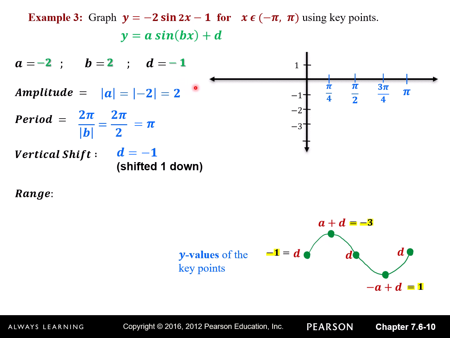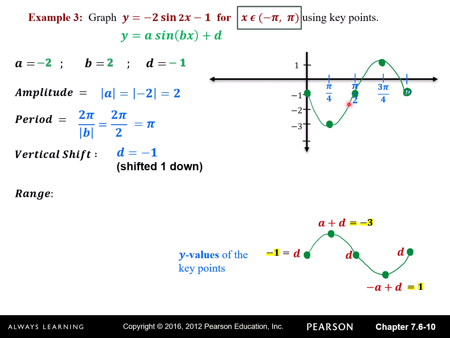So now we can plot the points starting from 0. The first y value is -1, so 0, -1. The next angle is pi over 4. The y value is -3, so plot at -3. Next angle is pi over 2. The next y value is -1 again. And then the next angle is 3 pi over 4. The next y value is +1. And then the last angle is pi, where the y value is equal to -1.